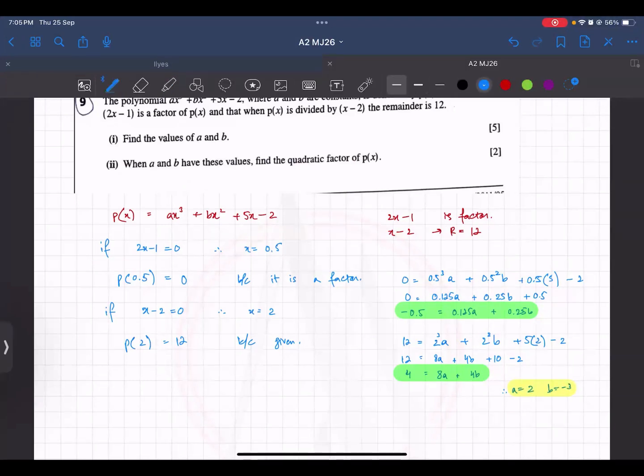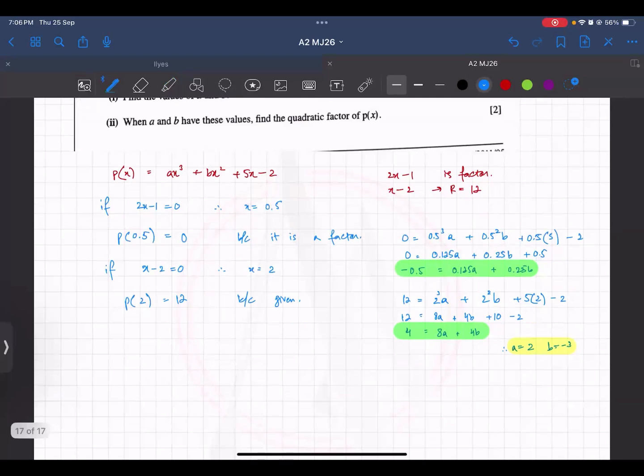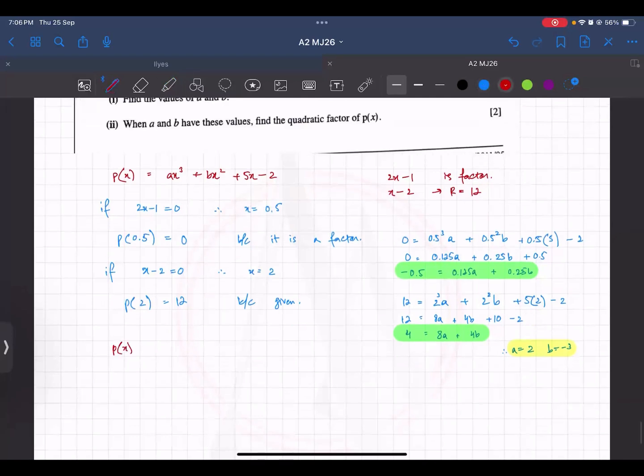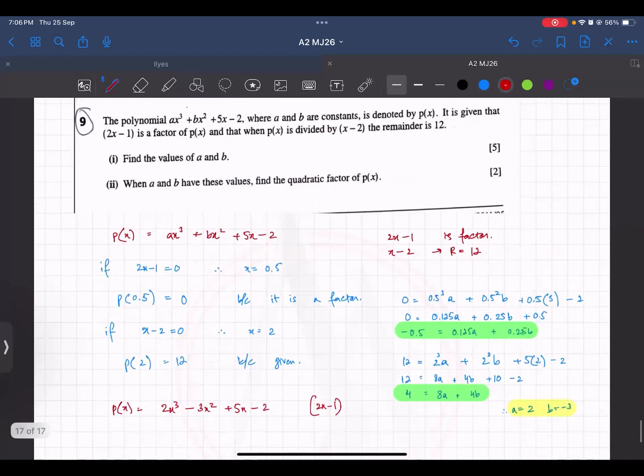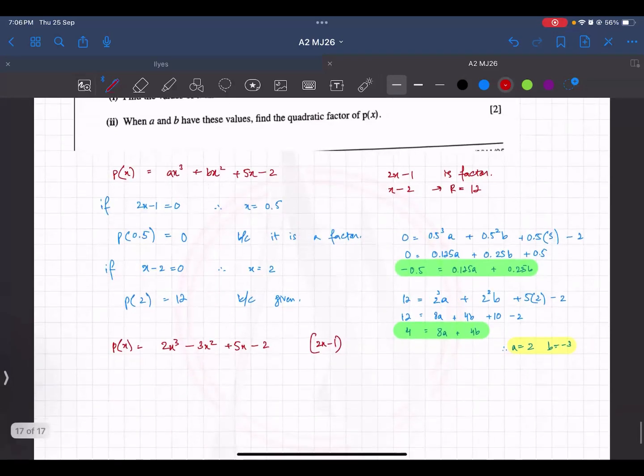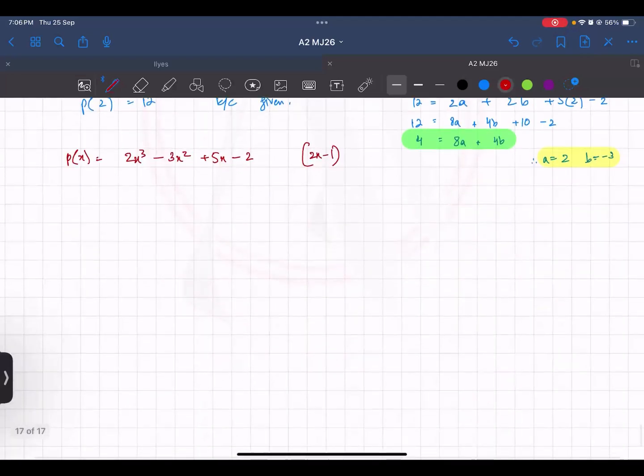And you can input these values back again. Then they're asking you, when a and b have these values, find the quadratic factor of px. Your function px has now become 2x cubed minus 3x squared plus 5x minus 2. And we already have one factor, 2x minus 1. They're asking you to get the quadratic factor, so you need the quotient, right? The remainder factor theorem doesn't give you the quotient. If you want to find other factors of a particular polynomial, you will need to do the long division.